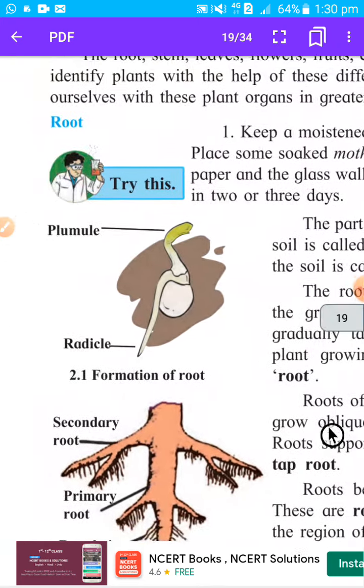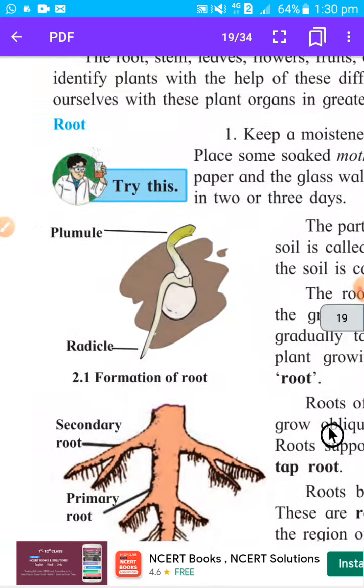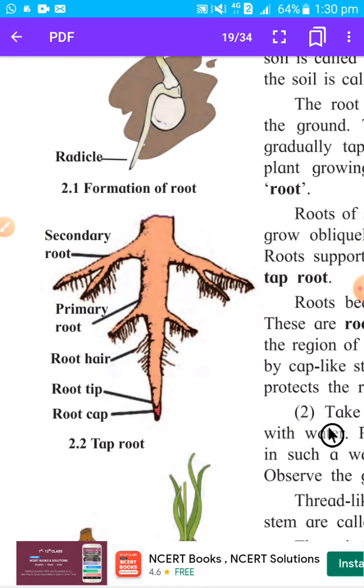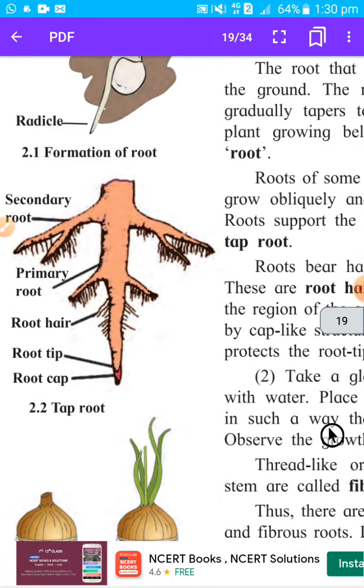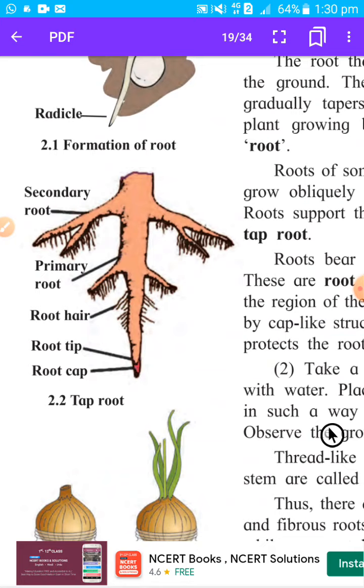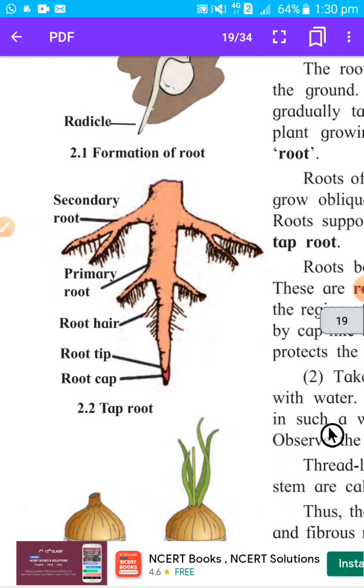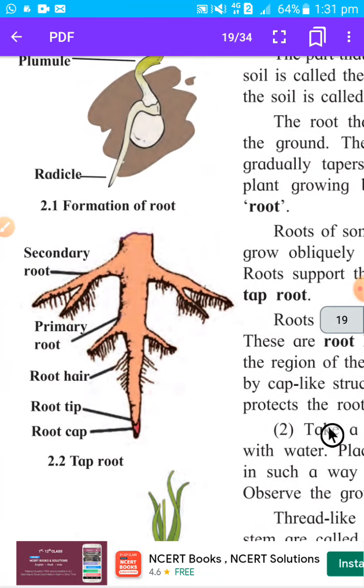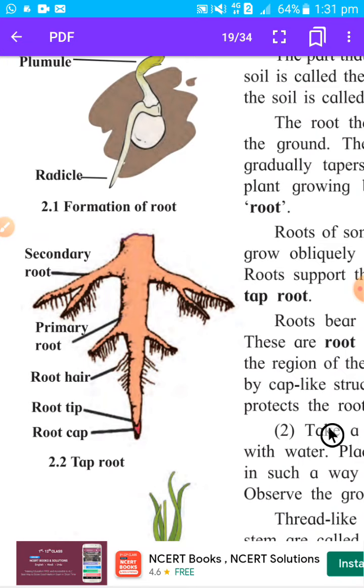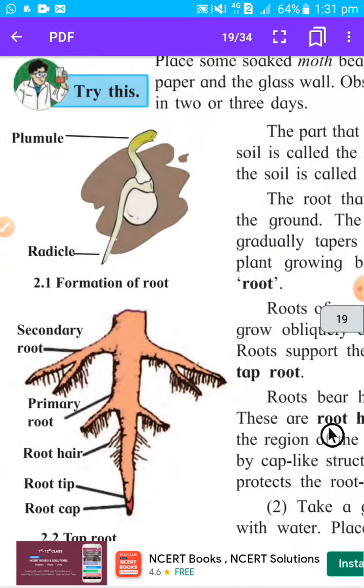So first one is root. All of you know that mostly roots are in the soil and they hold the soil very tightly, due to which plants can stand firmly on the ground. If roots are not there, the plant cannot stand firmly. Because roots tightly hold the soil, and the most important function of the root is they absorb water and minerals from the soil to make the food. So that is the importance of the root.